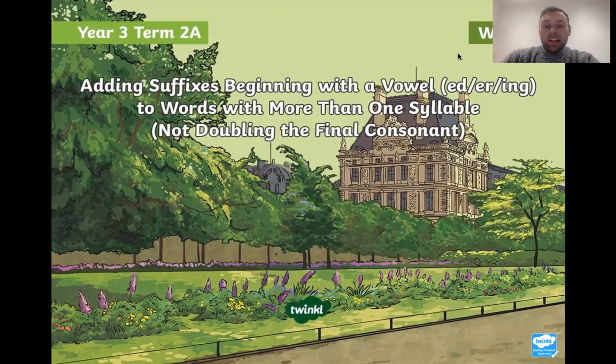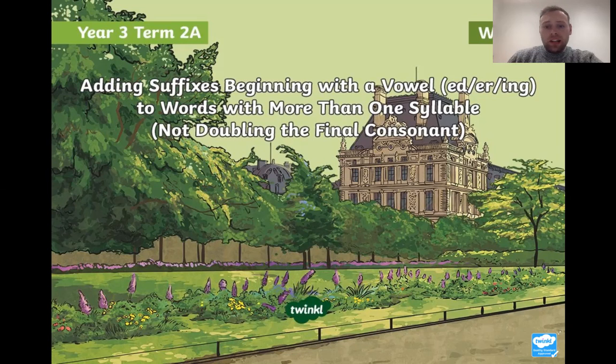Today we're going to be looking at suffixes with a vowel. Okay, so we're going to look at the ed, er, and ing suffixes. And what we're going to do is add those to words that have more than one syllable. So, do you know what a syllable is? I know that in music, you've probably heard the word syllable, okay? And it's when we can hear a sound in a word, we say it's a syllable.